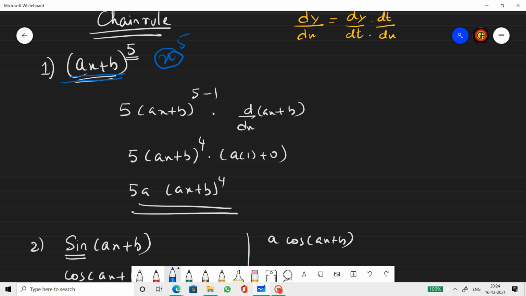So differentiation of anything raised to 5, let it be x or ax plus b, will be differentiated using the x power n rule, which is 5 times (ax plus b) to the power of 5 minus 1, into the differentiation of the secondary function, which is ax plus b here. So x differentiation is 1, b differentiation is 0, a into x will be a into 1. So the answer is 5a into (ax plus b) to the power of 4.